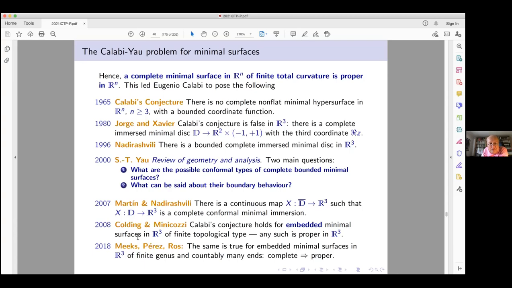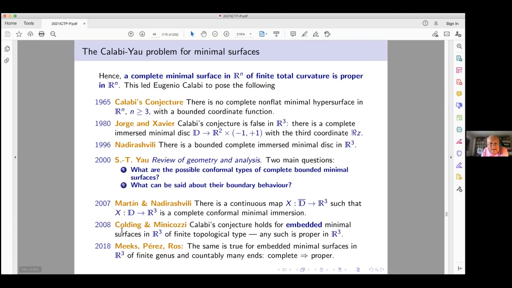which I won't all discuss. In particular, there are two things to be mentioned: people constructed such examples like Nadirashvili with surfaces which are topologically more complicated than the disk, so of higher genus possibly, and so on, but they could not control the conformal type, except for the disk, due to construction methods. Also, they could not control very well the boundary.